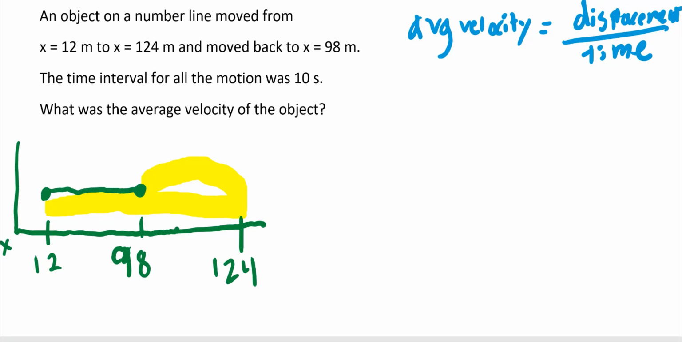well, how many meters would this be? I would just subtract the two positions. So 98, our ending point, minus our starting point, 12, which ends up being 86 meters. 86 meters is our displacement.